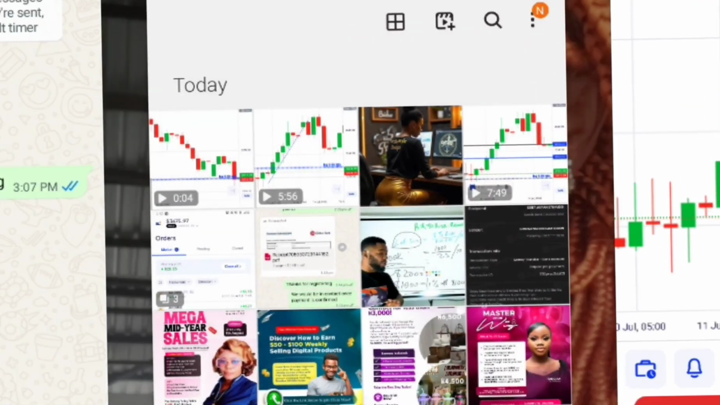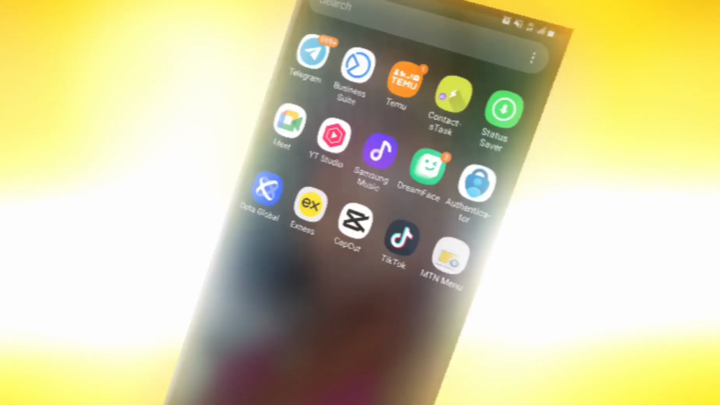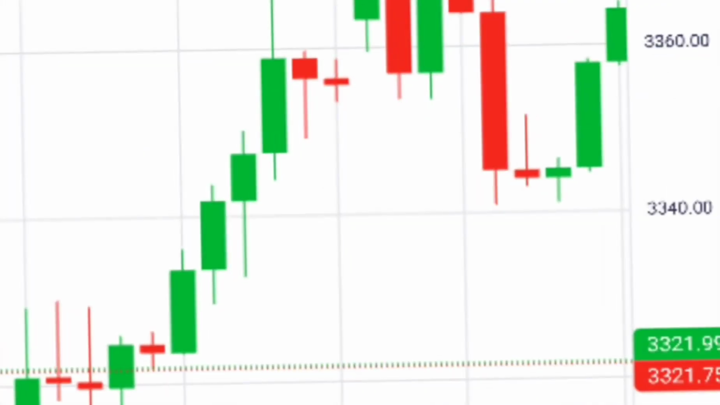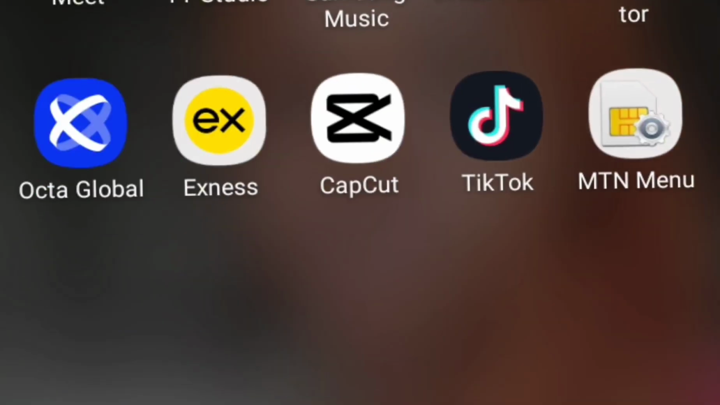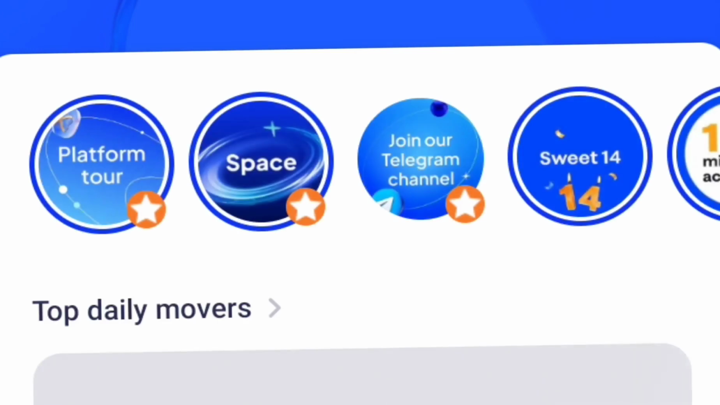So let me minimize and go to, so this is OCTA. You can see me, I'm clicking OCTA right now. I would like to show you everything bit by bit. This is OCTA. Good. So it's loading everything afresh.